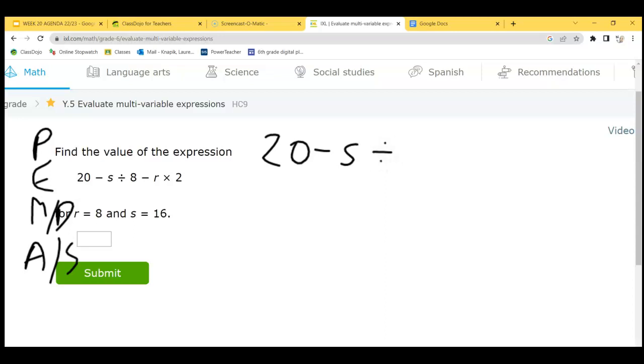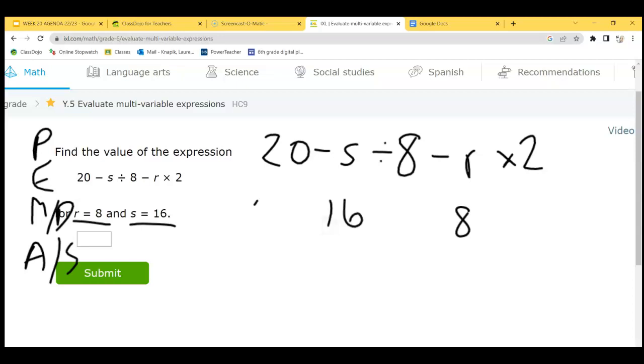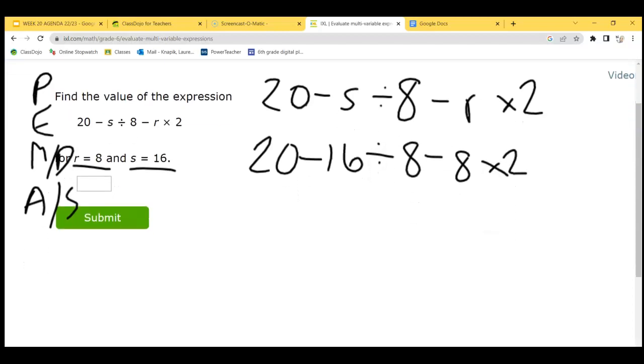20 minus S divided by 8 minus r times 2. All right. Next step you're going to do is go ahead and replace those variables with the value that is given. So for example, r is 8, s is 16, and have the rest of your expression written. Okay, so we have 20 minus 16 divided by 8 minus 2.